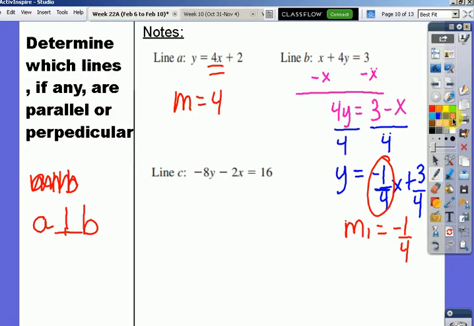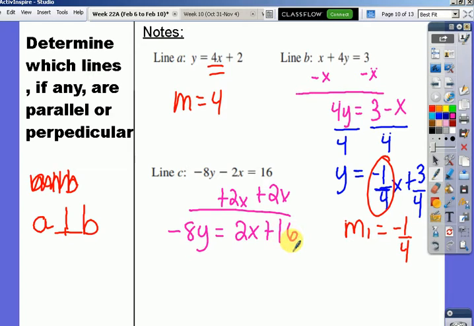Now we're going to have to look at C. So what do I do to solve for y for letter C? I add what? 2x to both sides. Add 2x. Add 2x. Negative 8y equals, let's just write 2x plus 16. Now what do I do?